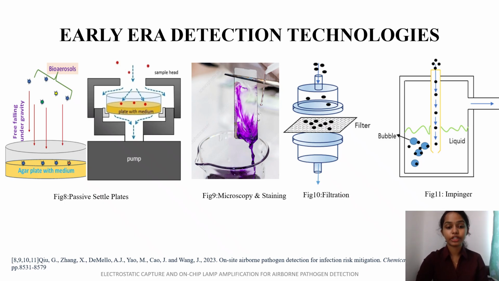Next one is the filtration method, an active method, using a pump to draw a known volume of air, and the impinger draws air through a narrow jet into a liquid medium, trapping particles by inertia.